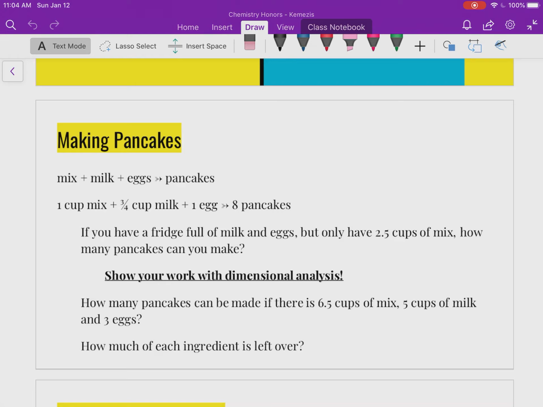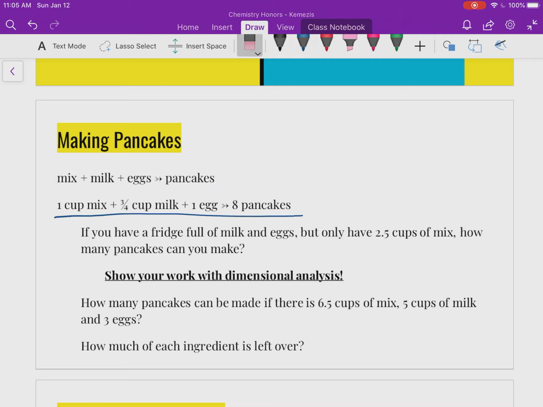of stoichiometry. So if we were making pancakes, if you look here, right, we know that we need a recipe. We can't just wing it and hope we understand what pancakes are made out of, or anything that we're trying to make. So we know that we need mix, milk, and eggs, and that leads to our pancakes, but it's not enough to just know what you need. You need to know how much of each.